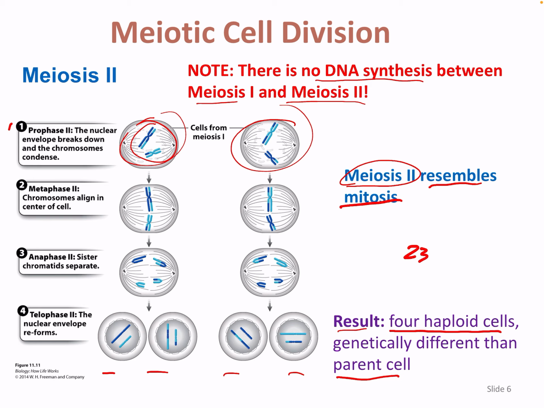In prophase 2, the nuclear envelope breaks down and the chromosomes condense. In metaphase 2, the chromosomes align in the center of the cell. In anaphase 2, the sister chromatids separate. We can see the separation. In telophase 2, the nuclear envelope reforms. So then we have our separate cells.